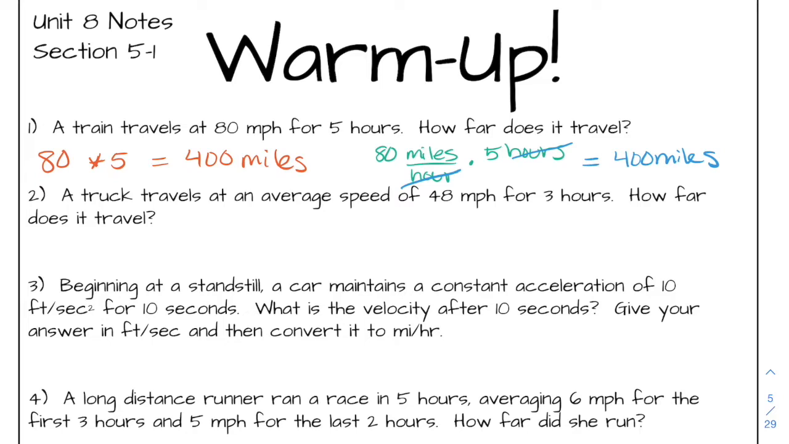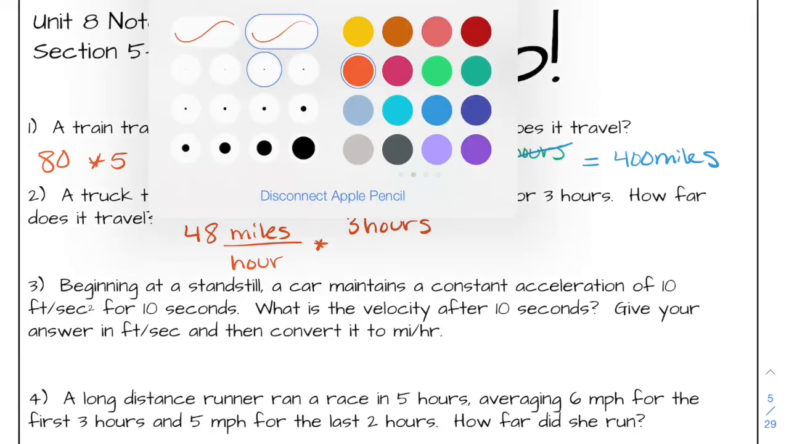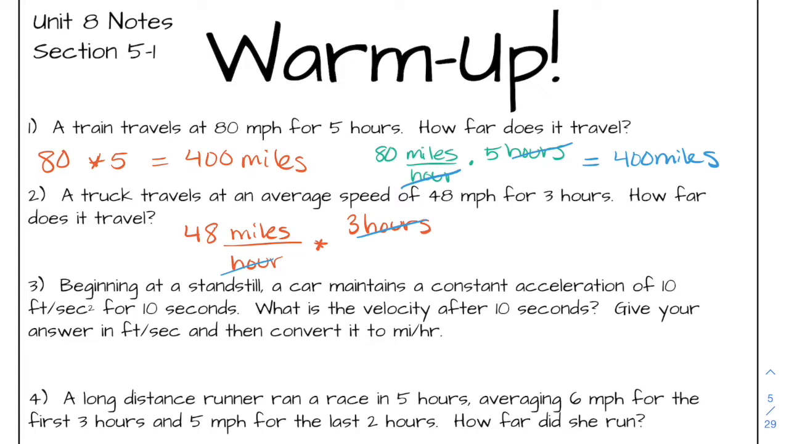All right, number 2. A truck travels at an average speed of 48 miles per hour for 3 hours. How far does it travel? So we'll do the same thing. We'll do 48 miles per 1 hour. We'll multiply that by 3 hours. And we will get 48 times 3, which is 144 miles.